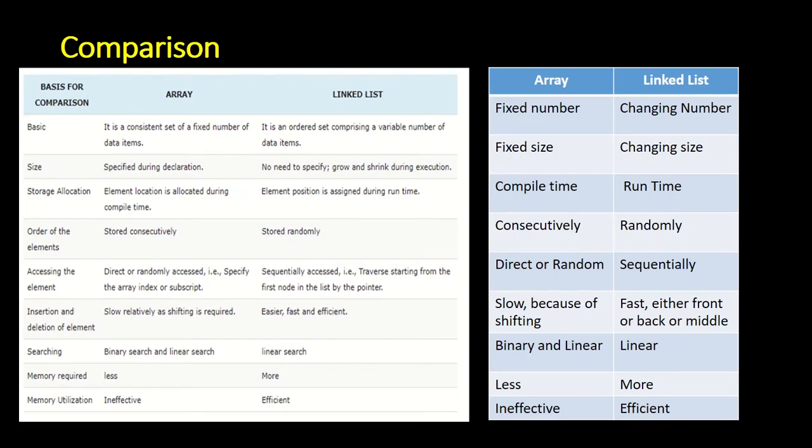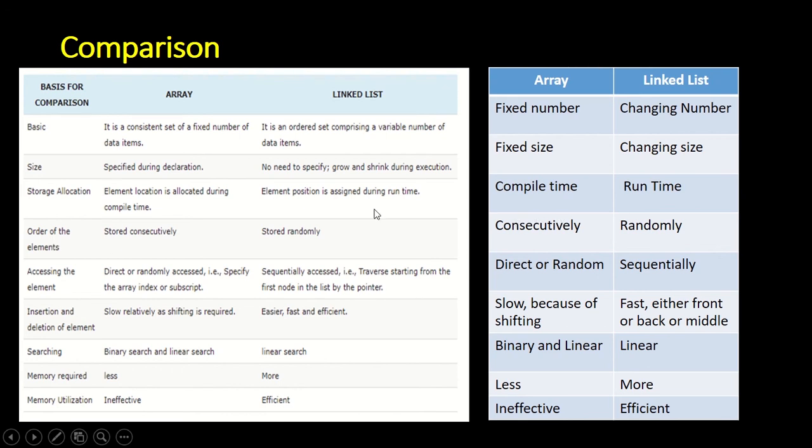Alright. So in comparison of an array with a linked list, an array has a fixed number of data items, while the linked list has a changing number of data items. An array has a fixed size, while the linked list has a changing size, because the array's size is already allocated before the program is run, while the linked list can change while the program is running. So storage allocation for arrays is during compile time, while for the linked list it is during running time.